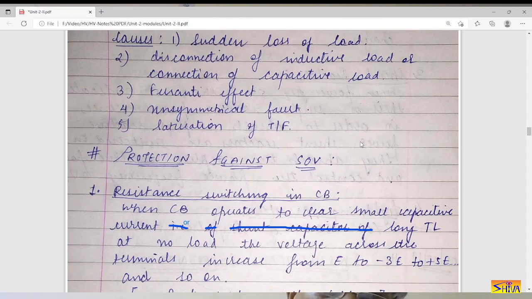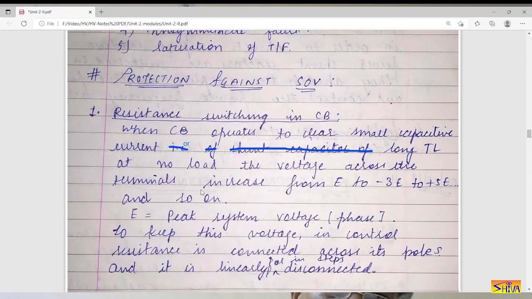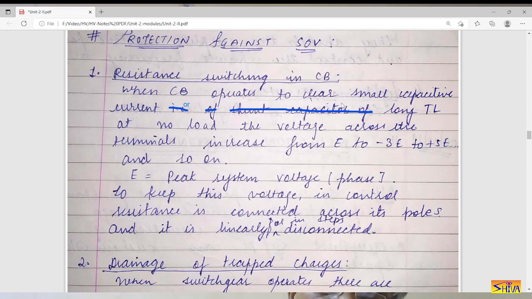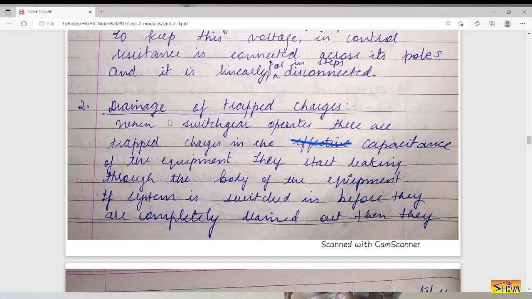Now let us see what protections are provided to safeguard the system against switching over voltages. First is resistance switching in circuit breaker. When circuit breaker operates to clear small capacitive current or low inductive current, or to open the long transmission line at no load, the voltage across the terminals of circuit breaker increases from E to minus 3E to plus 5E and so on, where E is peak system voltage, that is phase peak value. To keep this voltage in control, resistance is connected across the circuit breaker poles and it is linearly or in steps disconnected.